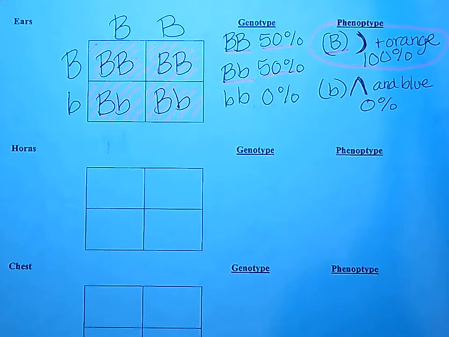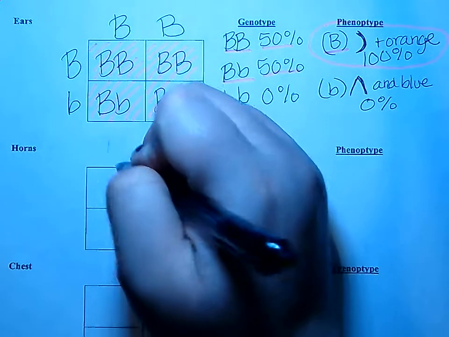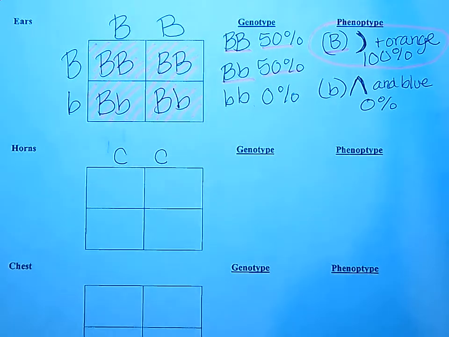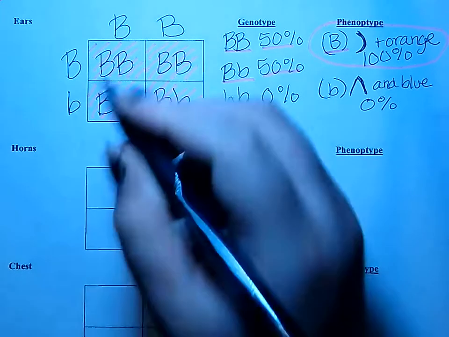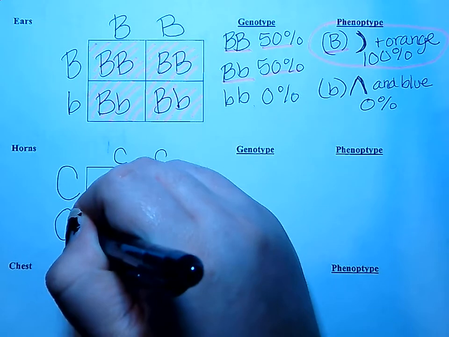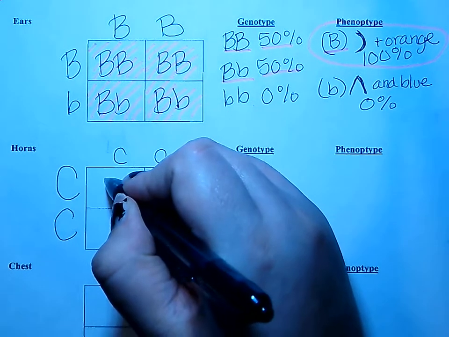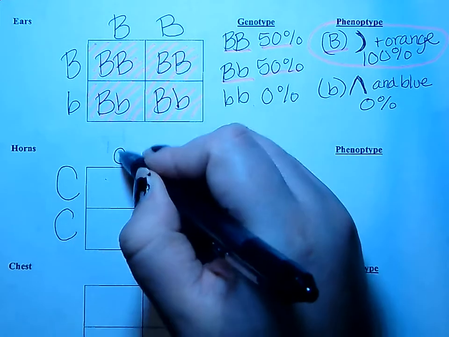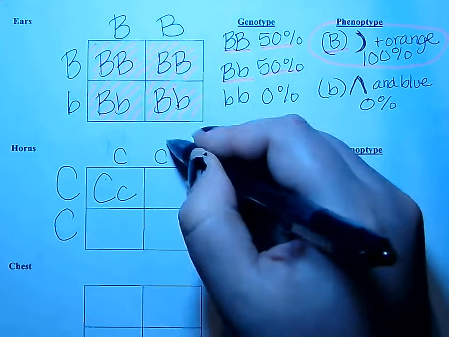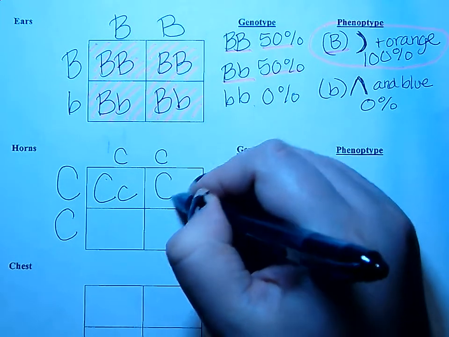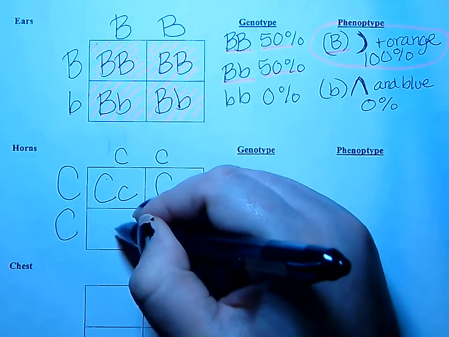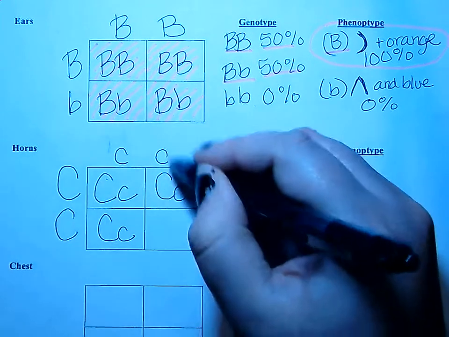All right, Sam's mom was homozygous recessive. So little c, little c. Sam's dad was homozygous dominant. So big C, big C. Now let's match them up. We always put the dominant out front. So big little, big little, big little, big little.